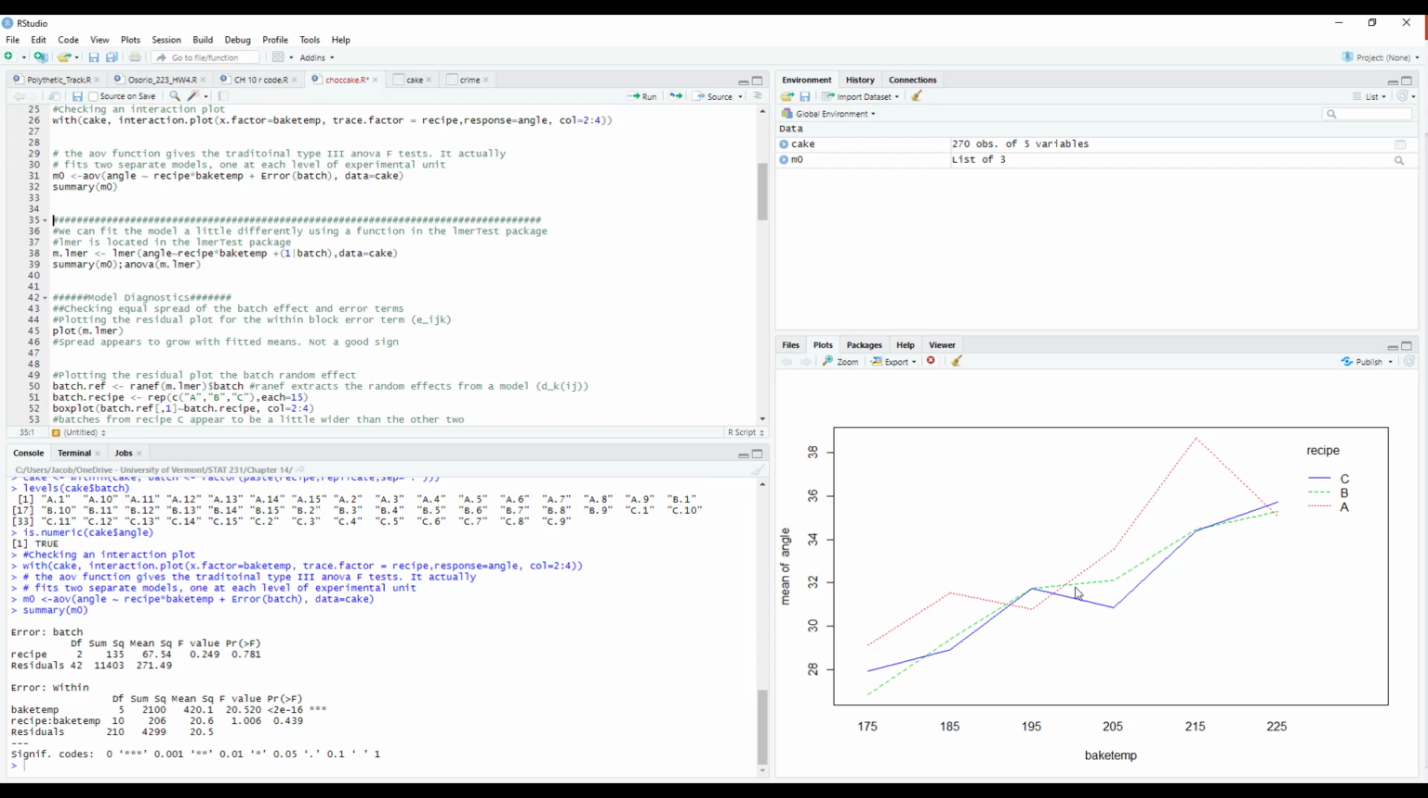And as we said here, these lines are stacked up on top of one another pretty closely. Recipe A is a little bit more different than B and C are from one another, but overall, the lines are pretty stacked on top of one another, not much of a difference.